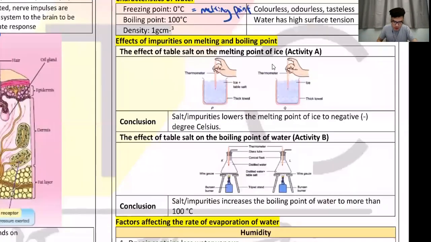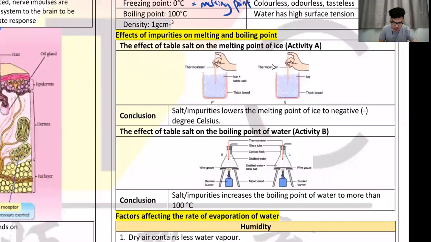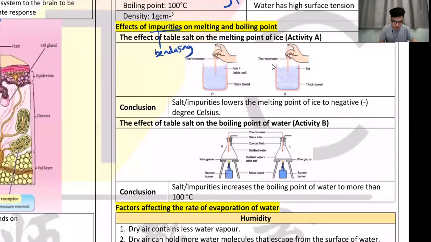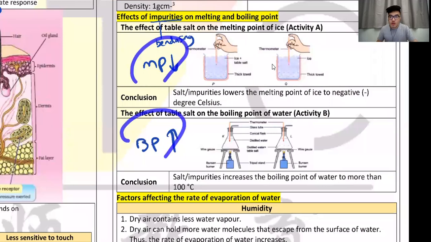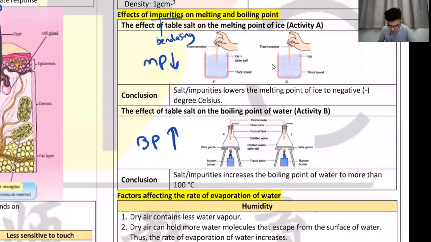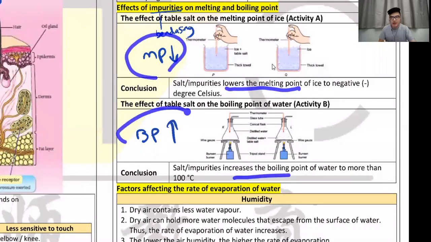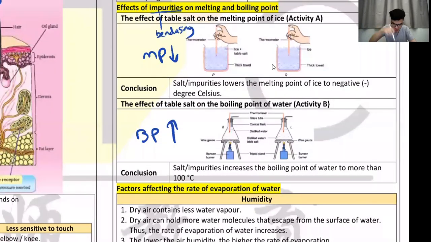All right, so let's look at the effects of impurities on melting and boiling point, which is your benda asing. Okay, I'll just cut straight to the point. Salt will decrease your melting point, and it will increase your boiling point. Okay, please write these 2 beside. You will immediately understand. You don't need to say it lowers the melting point, increases the boiling point. No, you just draw these here. When you are revising, you just see these words, you will understand. Okay, it makes your revision even quicker.